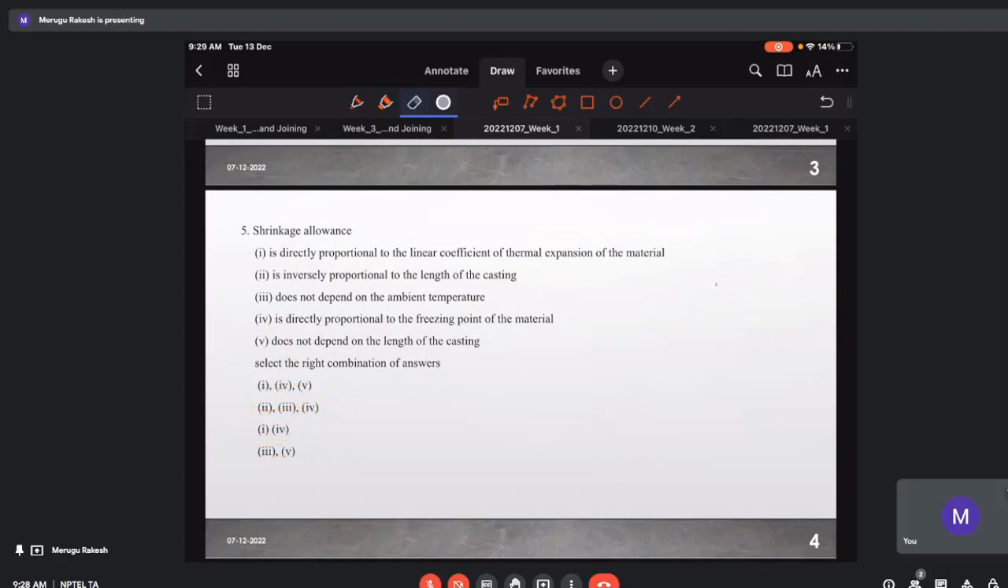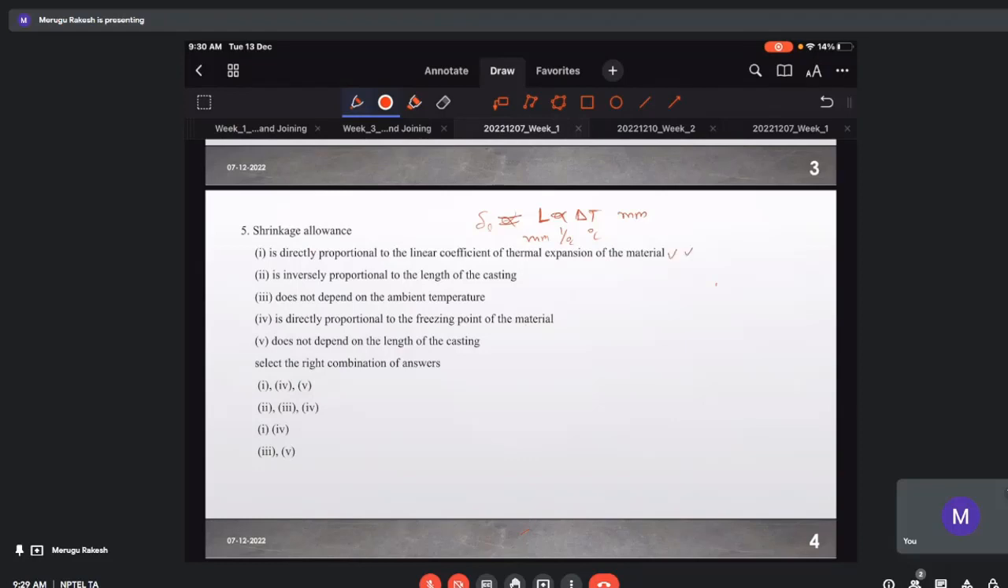This talks about the shrinkage allowance. Is directly proportional to the linear. To answer this question, you need this. If I say delta L is the shrinkage allowance, this is the formula. If you remember, this is the formula. Remember. Okay, these are the units I have written here. Is directly proportional to the linear coefficient of thermal expansion of the pattern, which is correct.